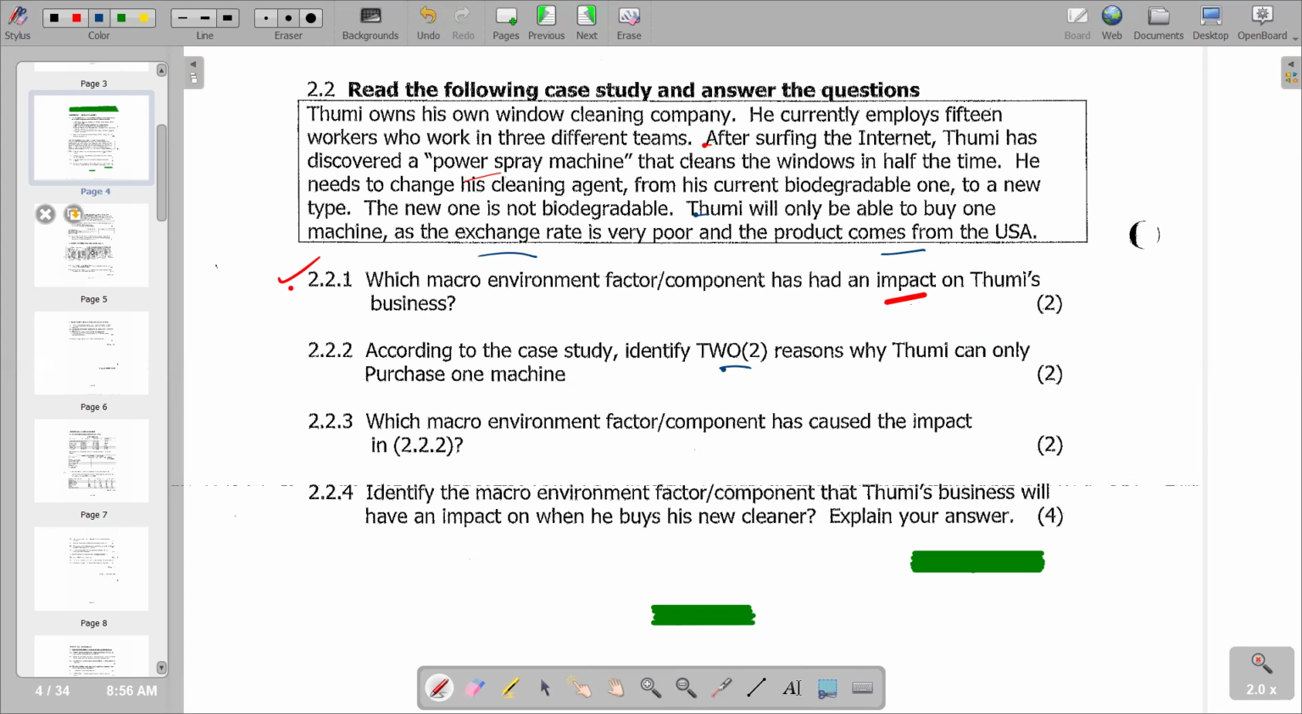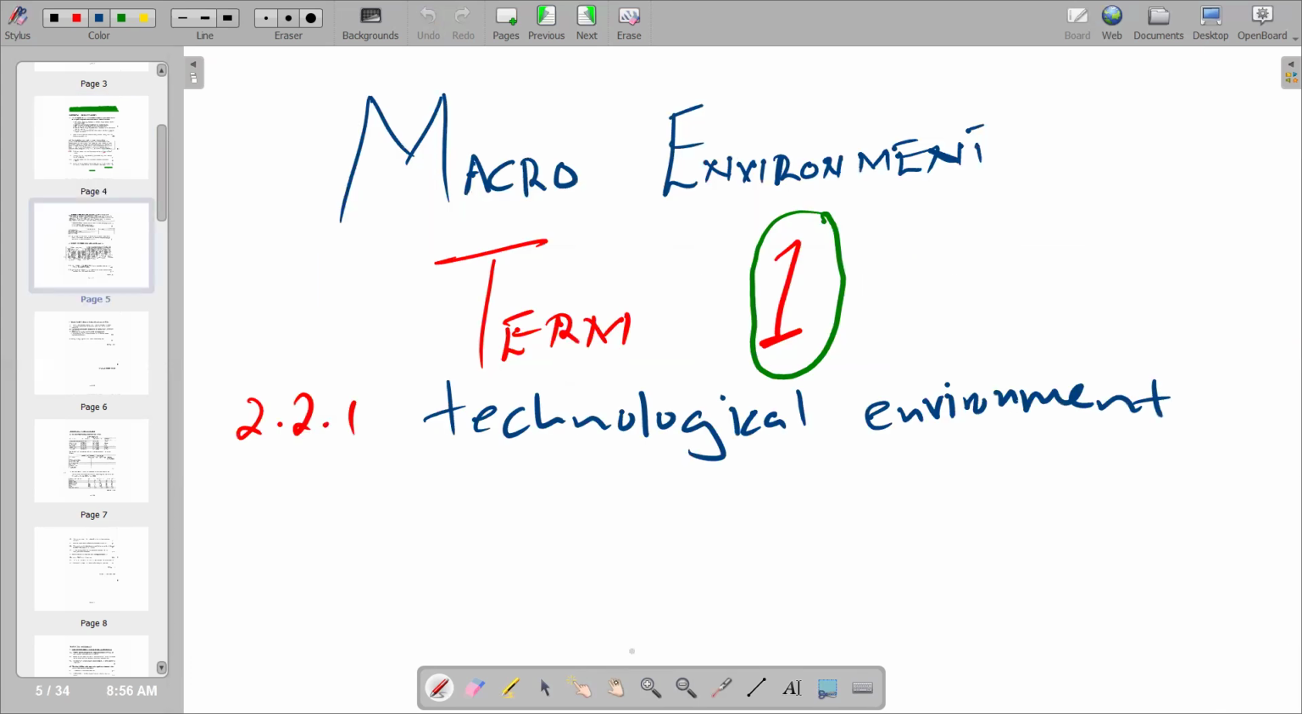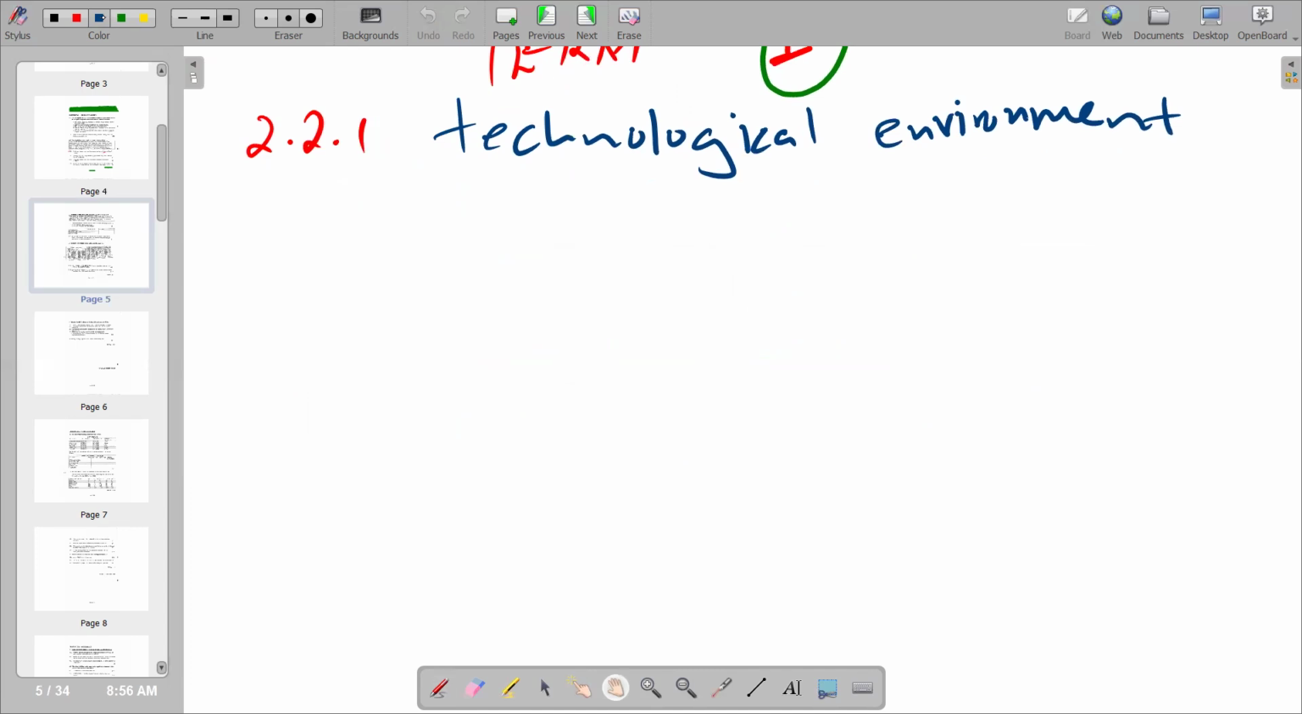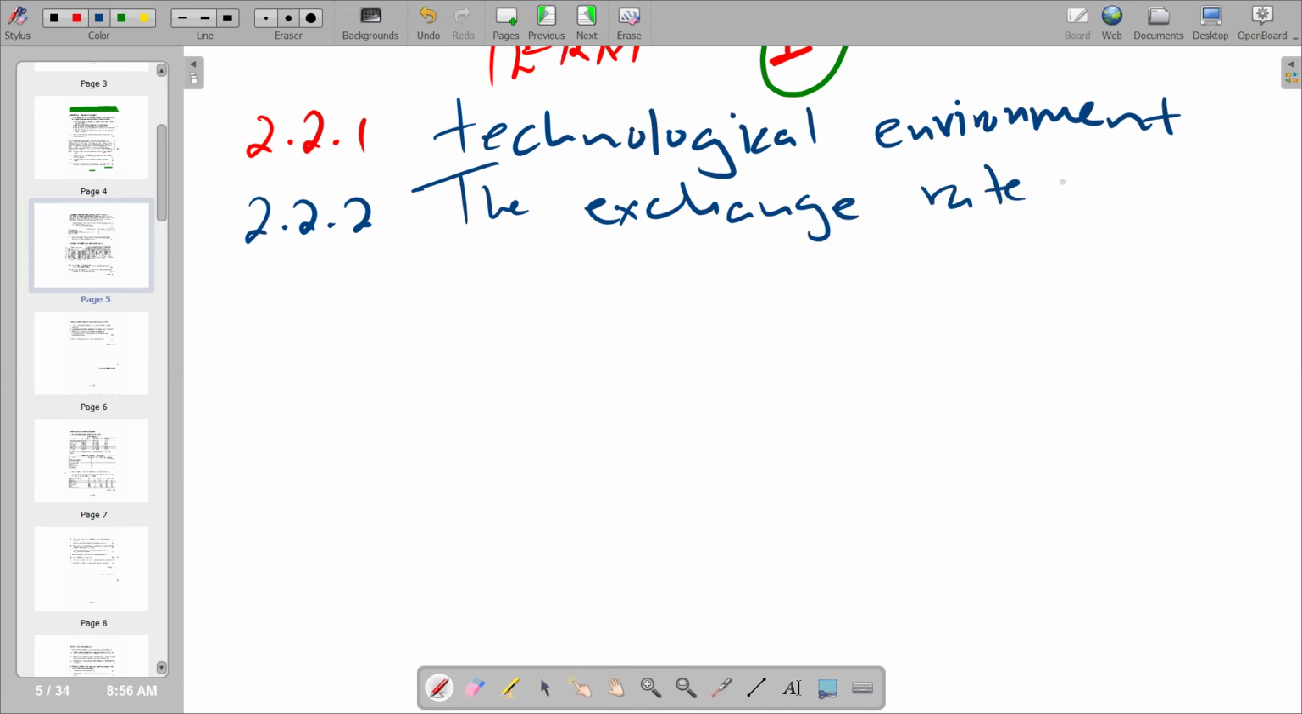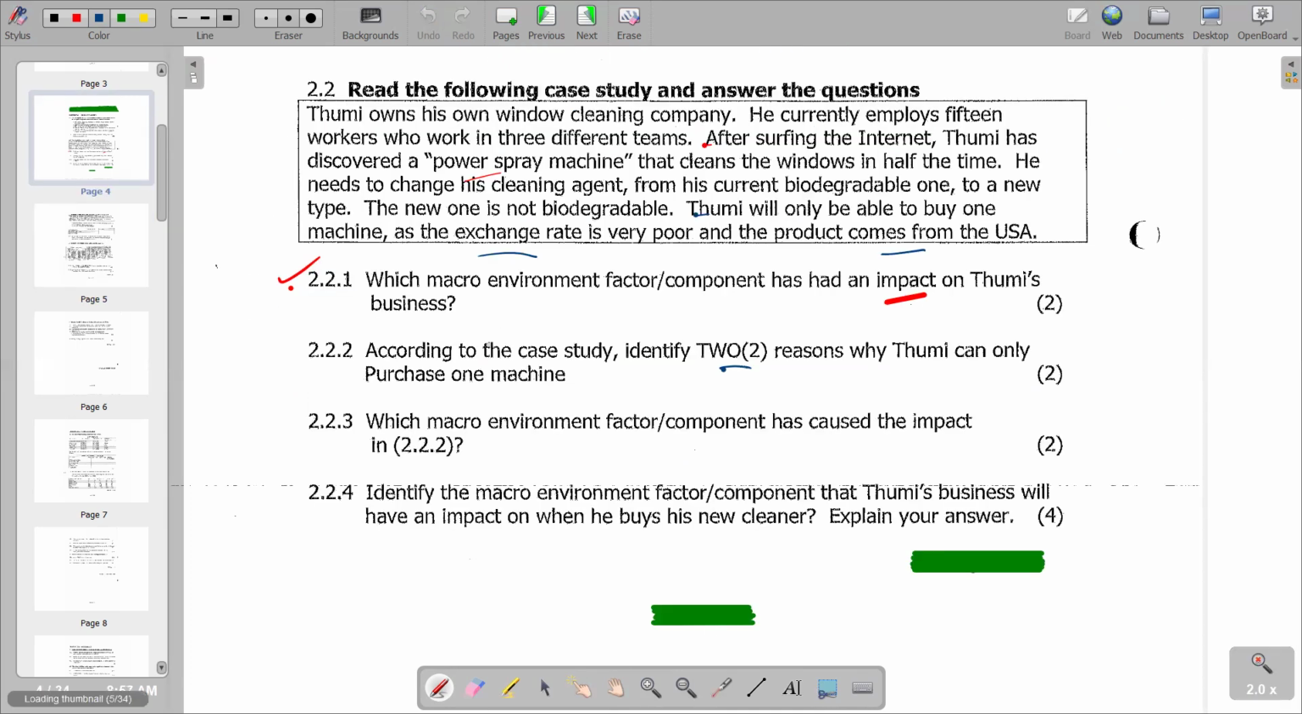So on our answer section, we are just going to state that. We are now on 2.2, whereby we are saying the exchange rate is very poor. And then the second part is saying, and the product comes from the USA. So we can just state it like that.